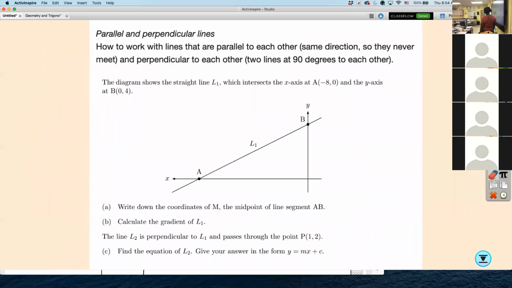You can't forget about parallel and perpendicular lines. They also came into play with equations of lines. You need to know how to work with lines that are parallel to each other, same direction but never meet, and perpendicular to each other. Remember, perpendicular means they form a 90-degree angle. However, neither of those two things is going to help you when it comes to writing an equation that's parallel or perpendicular. You essentially need to know that parallel lines have the same slope.